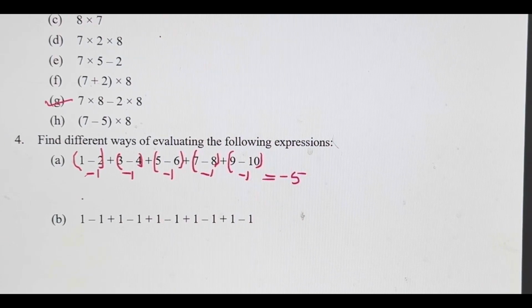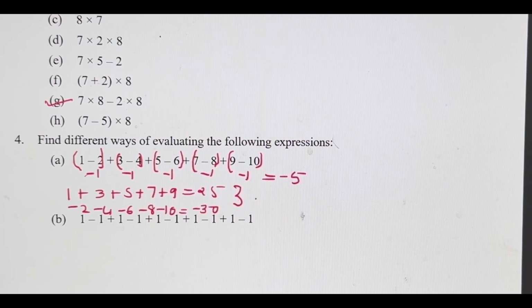Or the other way, if you just take all the positive numbers like 1 plus 3 plus 5 plus 7 plus 9. So all the odd numbers if we add, you will get 25. And then we add all the negative numbers. So minus 2, minus 4, minus 6, minus 8, minus 10, which gives you minus 30. So if we consider these 2 together, 25 minus 30, that will also give you minus 5, right?